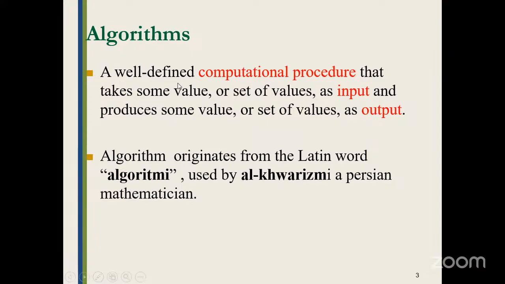See now, a well-defined computational procedure. Algorithm is a well-defined computational procedure that takes some value or set of values, depending on the requirement, as input and produces some value or set of values as output. Let me simplify this. Algorithm is nothing but we need to follow some well-defined procedure, as I said, well-defined steps that are used to compute something. We need to follow some steps depending on the requirement.